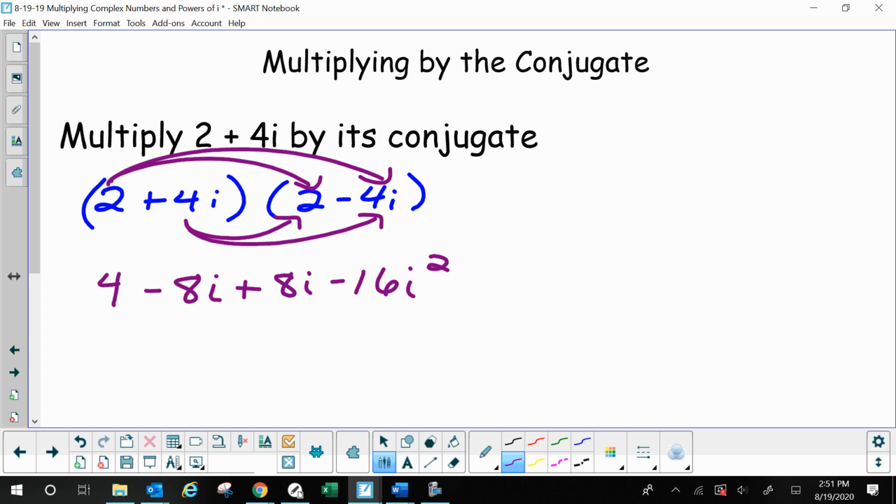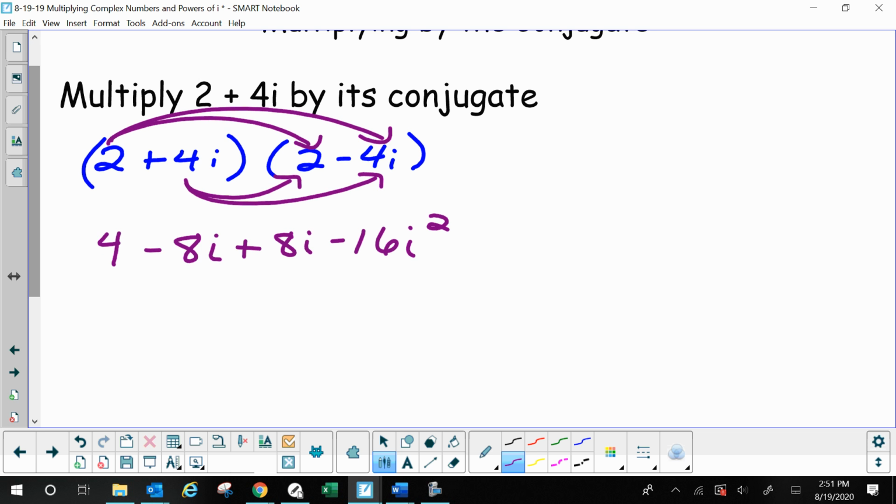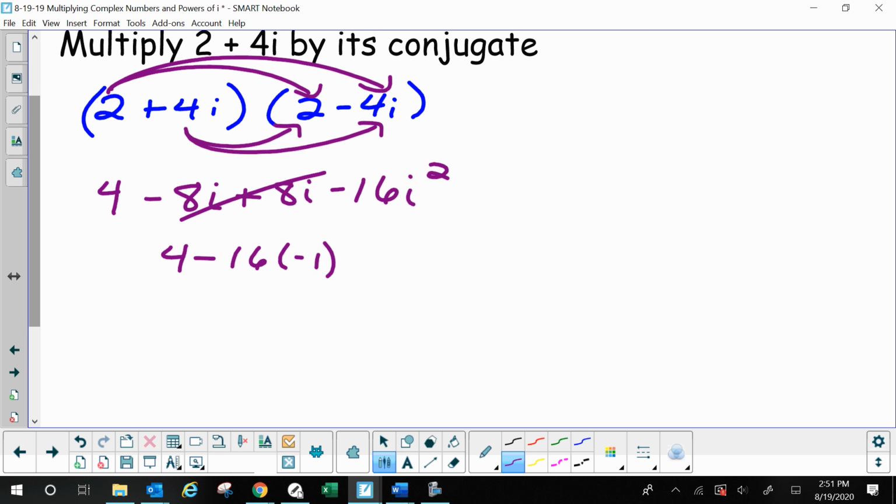Okay, so what happens in the middle? What's negative 8i plus 8i? 0. They cancel out. So we have 4 minus 16i squared. i squared is negative 1. Negative 16 times negative 1 is just positive 16. So your answer is 20.